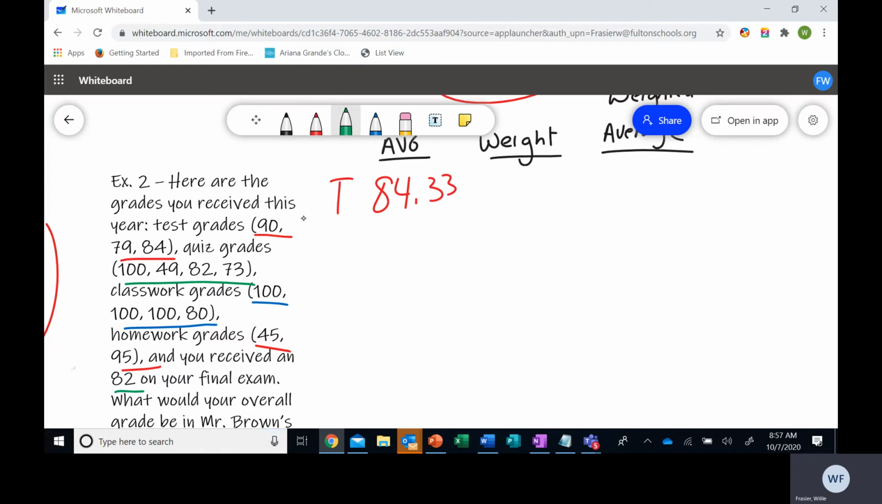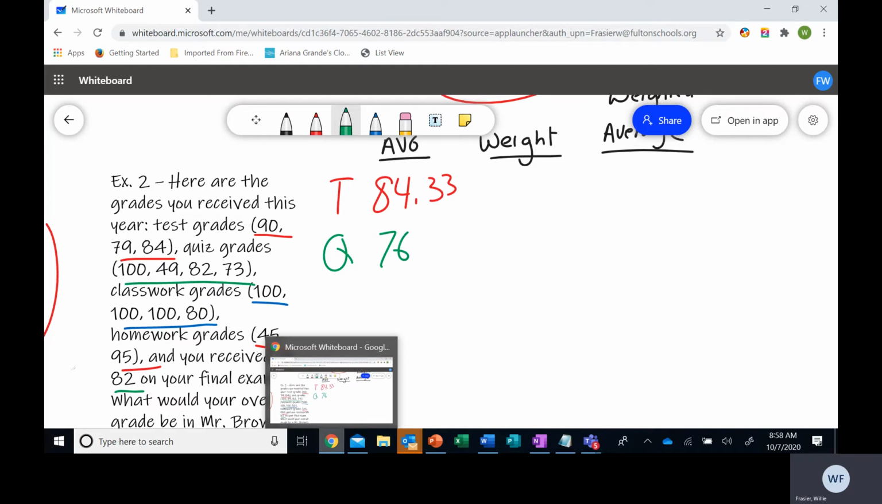And then we're going to do the quiz now. So the quiz, we have to find the average of the quiz grade. So let's do 100 plus 49 plus 82 plus 73. That's 304. We have to divide that by 4, because that's 4 numbers. That'll give us 76.